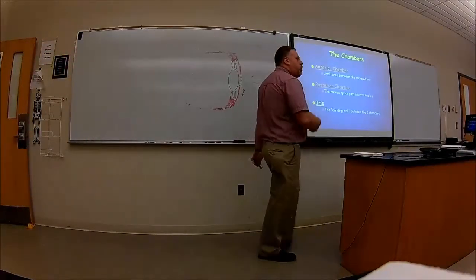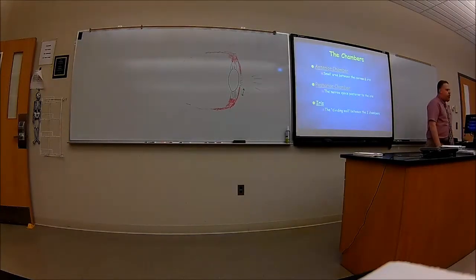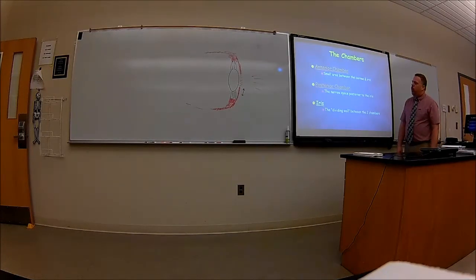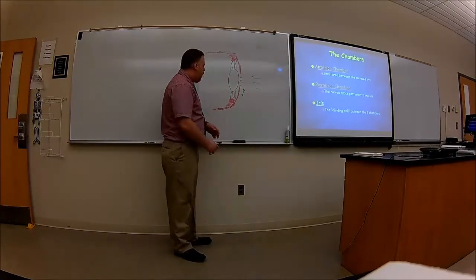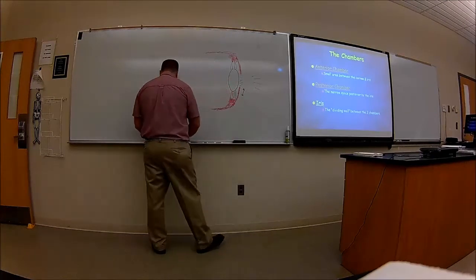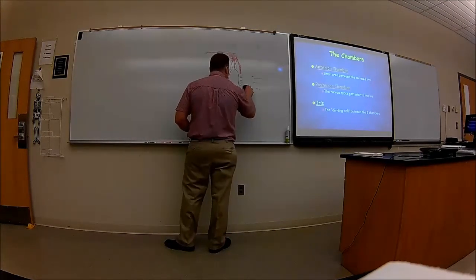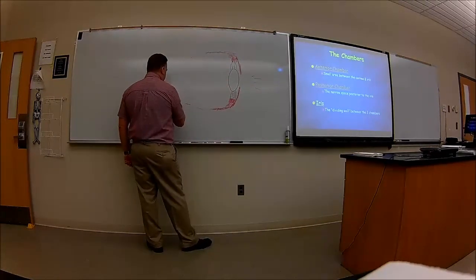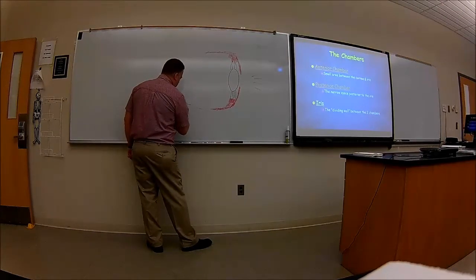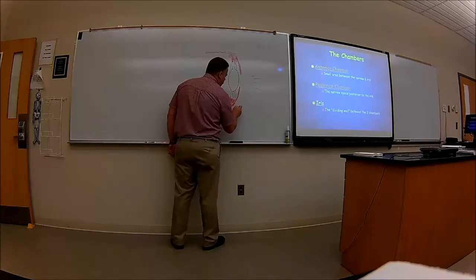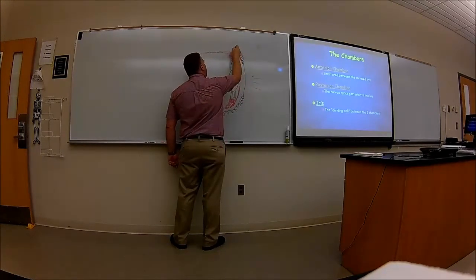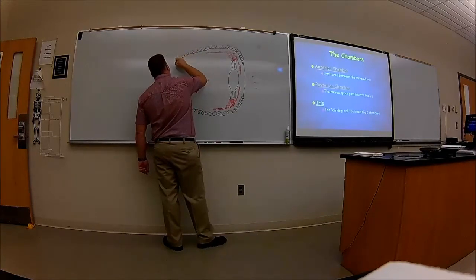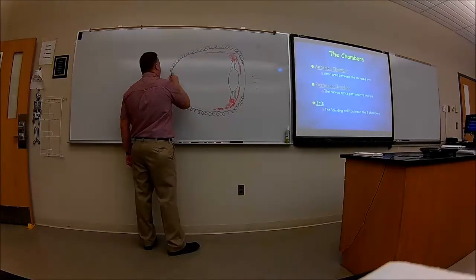Now, let's talk about the chambers, okay? The anterior chamber and the posterior chamber. The anterior chamber is a small area between the cornea and the iris. Okay, so we have the cornea, and I'll do it in white here. There's the sclera, cornea, sclera. Okay?